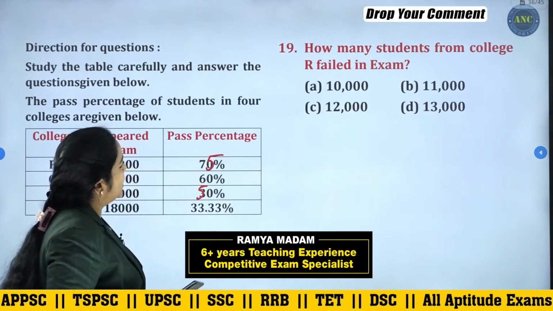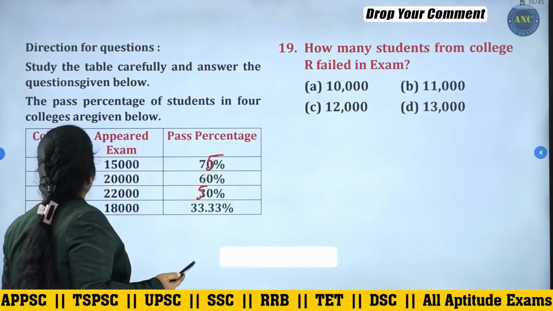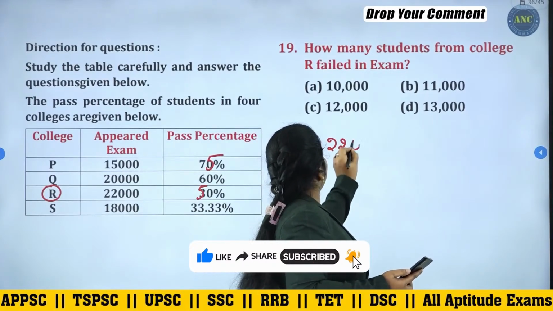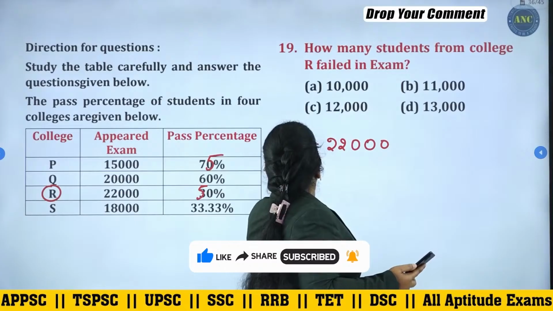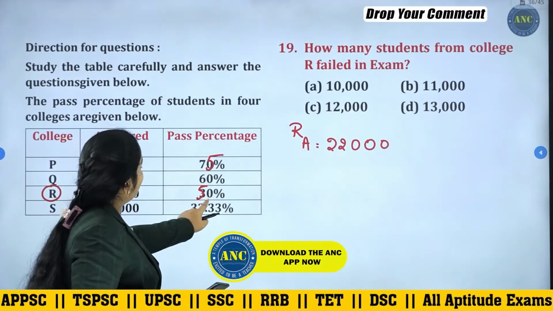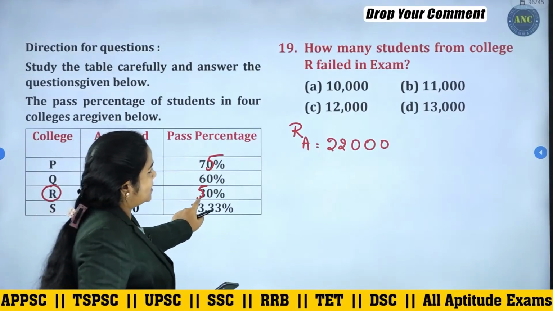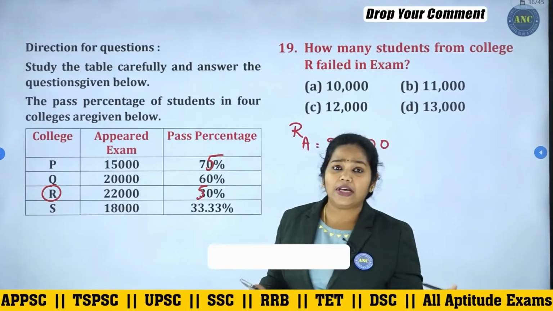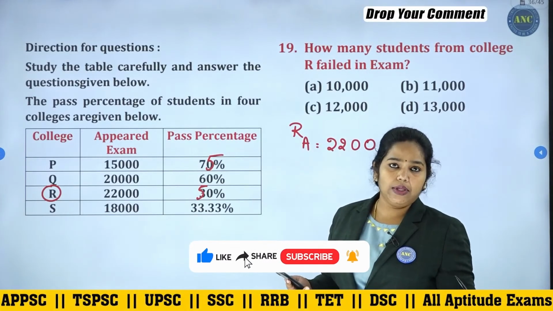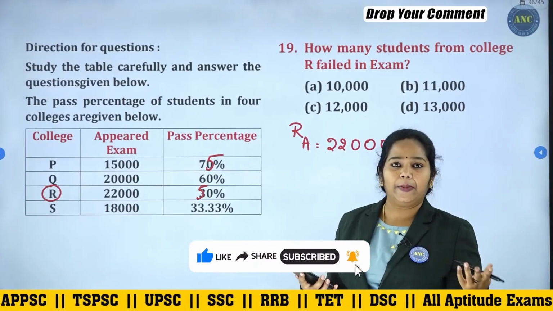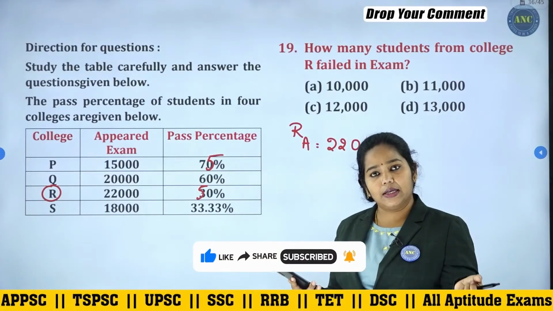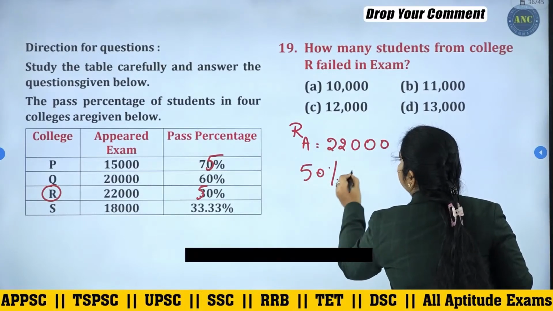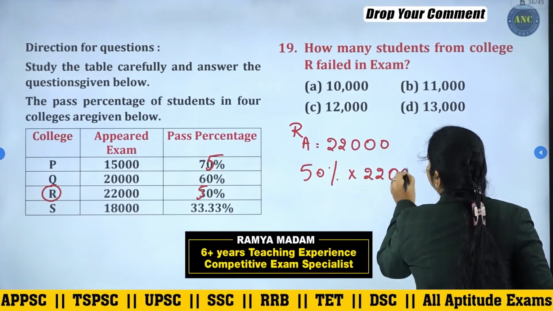From college R, how many appeared? 22,000 students appeared from college R. How many of them passed? 50% passed. But they are asking for failed students. If 50% of the students passed, then obviously 50% of the students failed, because the total strength is 100%. 50% pass and 50% fail. So they are asking 50% of 22,000.